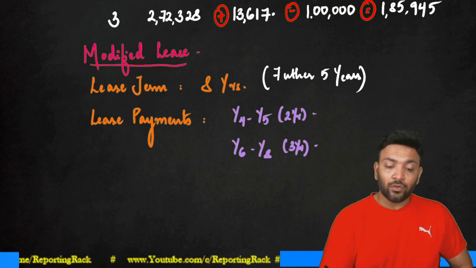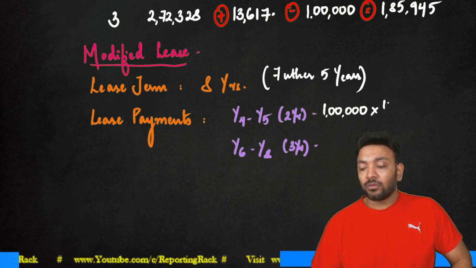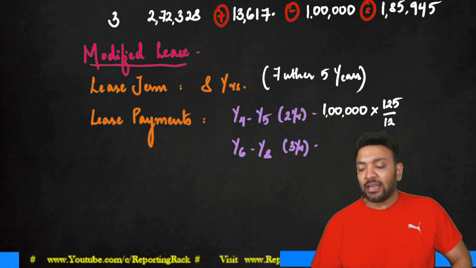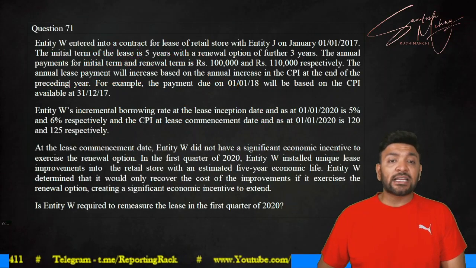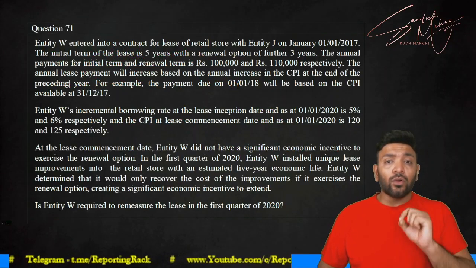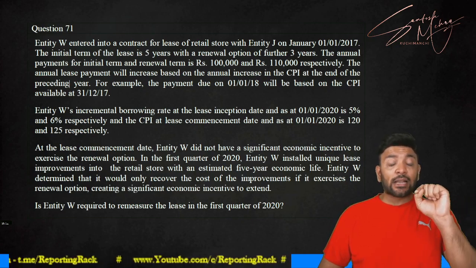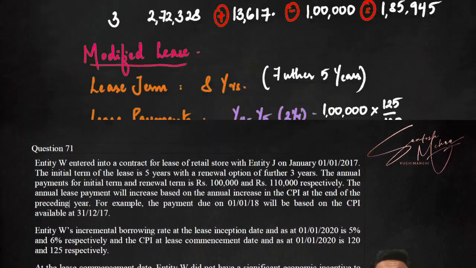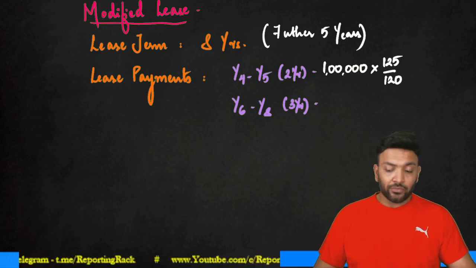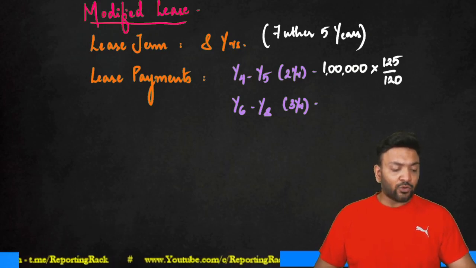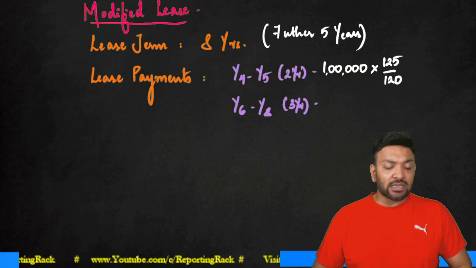Calculate 1 lakh into 125 by 120. Look at the consumer price index in the question. It was 120 at the beginning or the commencement date, became 125 subsequently on 1st January 2020 when the modification is being accounted for. So look at the modification and apply. 1 lakh into 125 by 120 is 1,04,167.